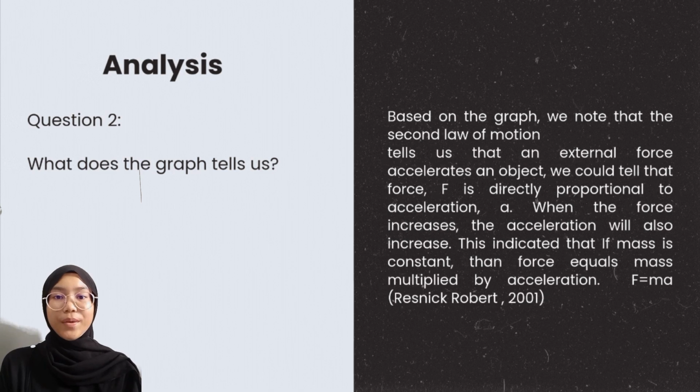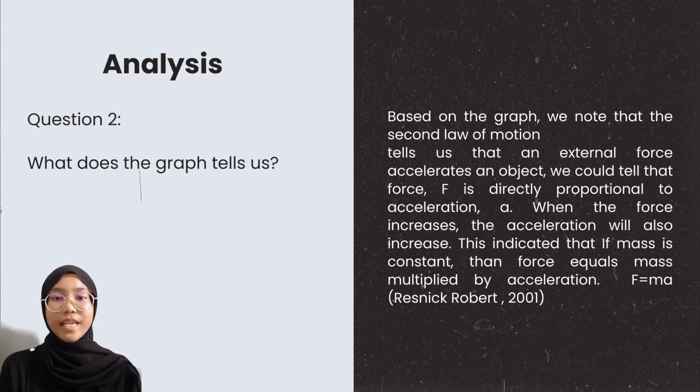Analysis 2. What does the graph tell us? Based on the graph, the second law of motion states that an external force accelerates an object. We could tell that the force F is directly proportional to acceleration a. When the force increases, the acceleration will also increase. This indicates that if mass is constant, then force equals mass multiplied by acceleration.